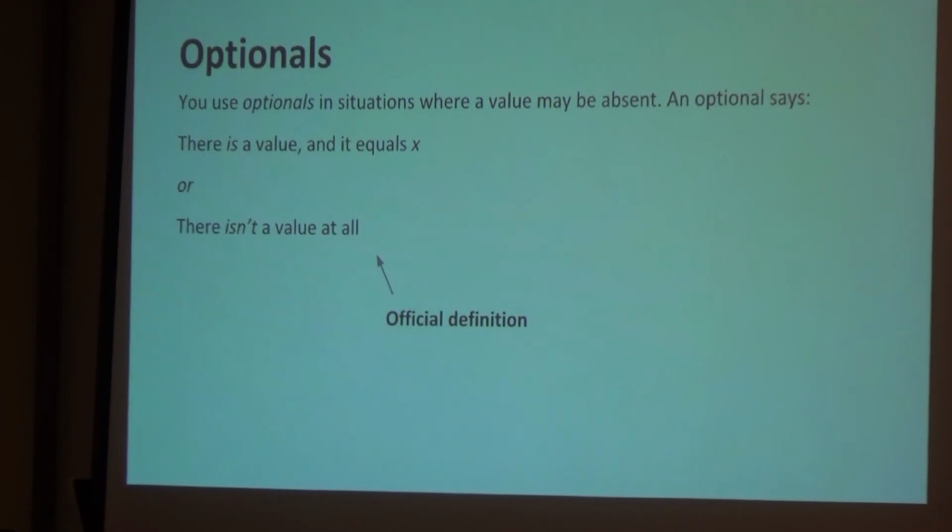Optionals. Optionals have been debated really massively in the Swift community. Some of them are really excited about them, some of them aren't. But basically an optional means that, like the official definition says, a situation where a value may or may not be present.